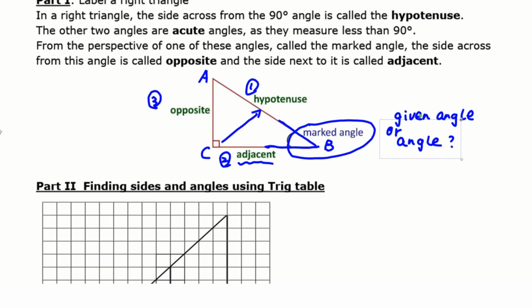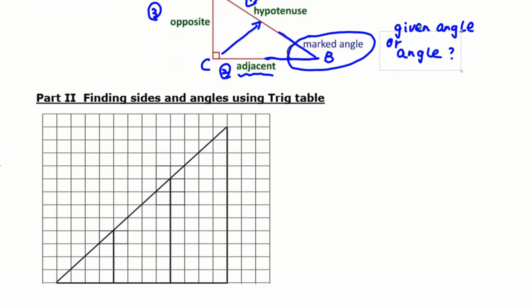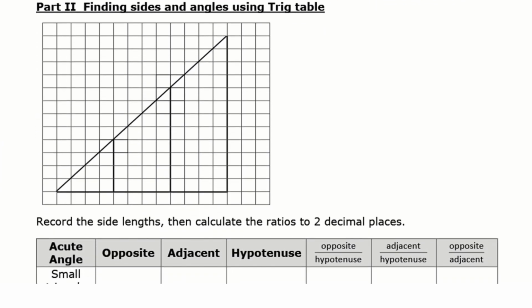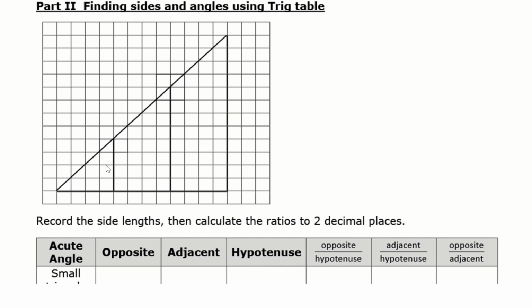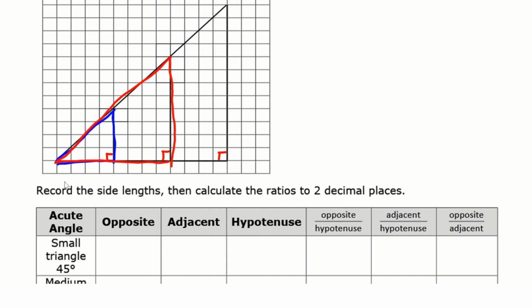Okay, now we are going to see how the mathematicians connected the angles with the sides. We have three right angle triangles in this diagram. This is the smallest, then a medium right angle triangle, and also the largest right angle triangle. Based on these three right angle triangles, we are going to do the calculation to see the ratios: opposite over hypotenuse, adjacent over hypotenuse, opposite over adjacent.